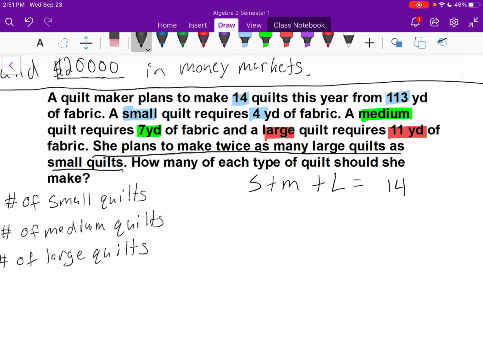Now, we also have a total yards of fabric that she has. Okay, so if you think about it, like if she made one small quilt, she used 4 yards, 2 small quilts, 8 yards, 3, 12. Okay, so all you're doing is taking the number of yards it takes to make that specific quilt times the number of quilts she made. And again, we don't know the number yet, so we represent it with that S, or in this case, for mediums, it's 7 times M, then finally 11L.